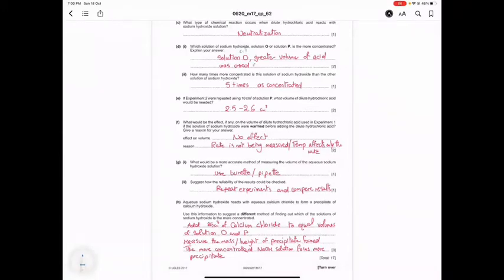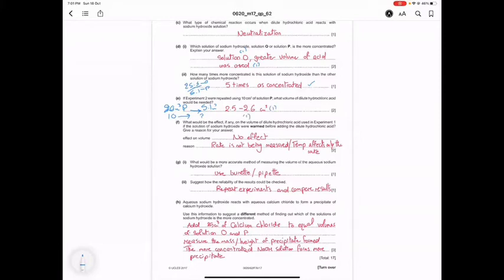How many times is it more concentrated? 25.5 over 5.1. O needed 25.5, P needed 5.1, so it's 5 times as concentrated. The experiment 2 was repeated using 10 centimeter cubed of solution P. What will the volume of hydrochloric acid be? Okay, he used 20 centimeter cubed of solution P, and this required 5.1 centimeter cubed. If he used 10, this will require half the amount, 2.5 to 2.6 centimeter cubed, of course.